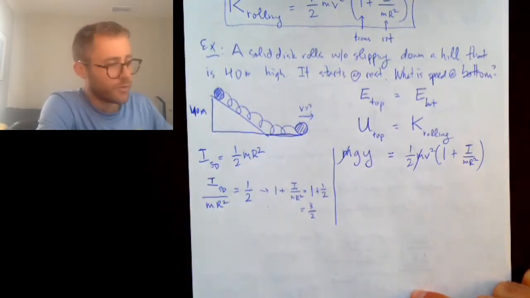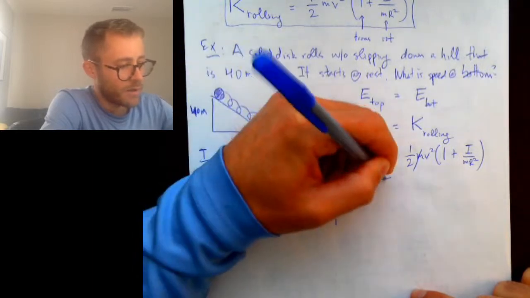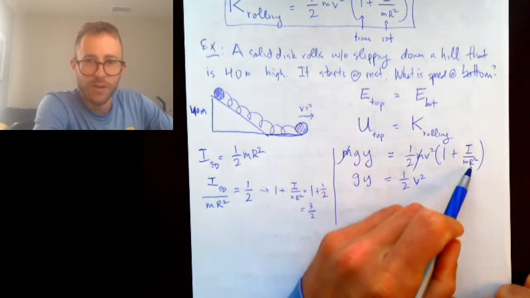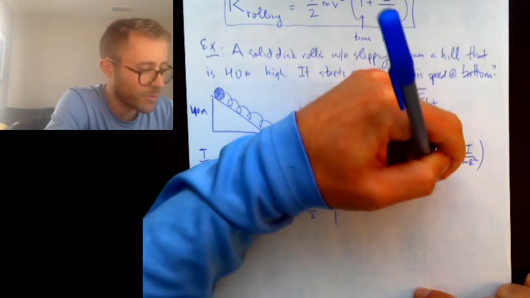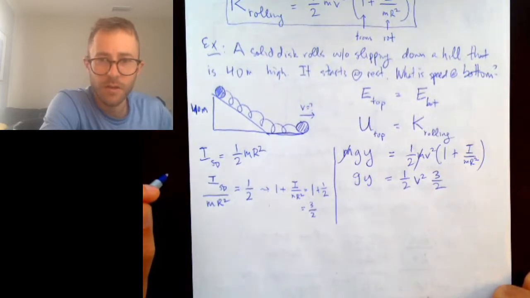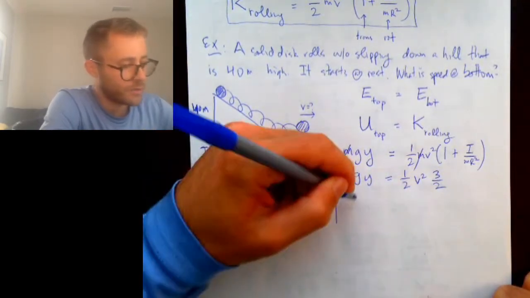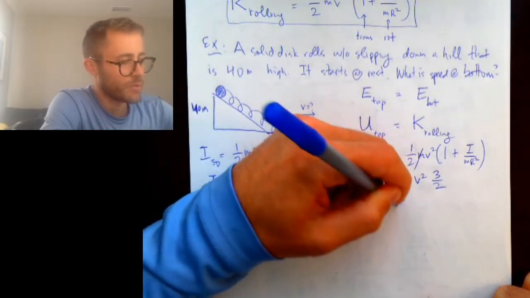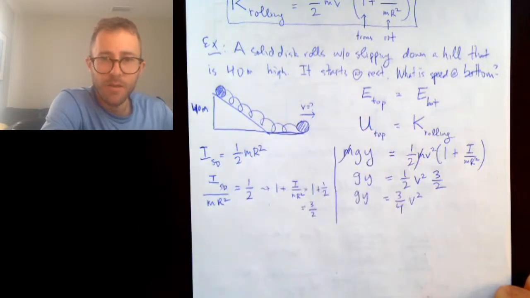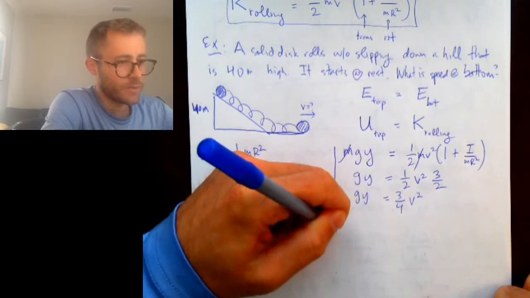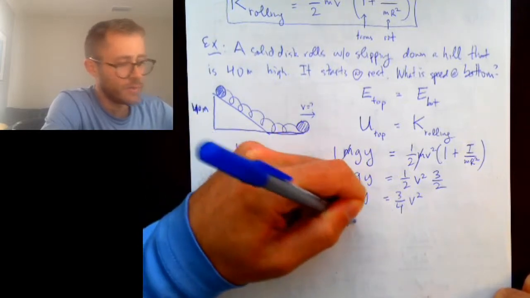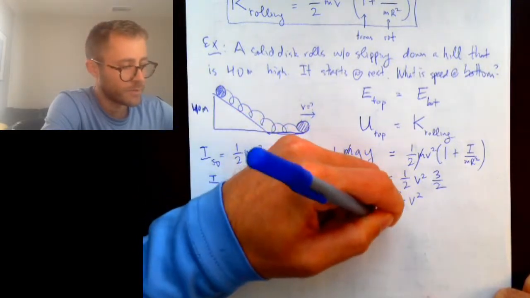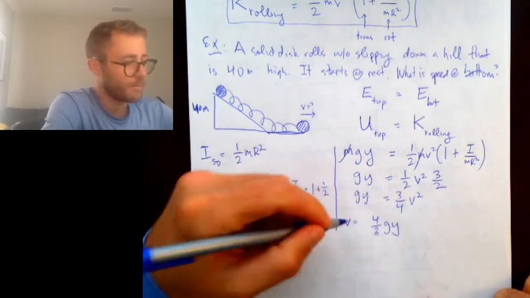Okay, so I have g times y equals 1/2 v squared, and then for the 1 plus I over mr squared, I just replace it with 3/2. All right, multiplying these fractions, I get g times y equals 3/4 v squared. And then I can solve this equation quite easily. So we get that v, multiply the 3/4 over, we get 4/3 gy, and then I have to take the square root.